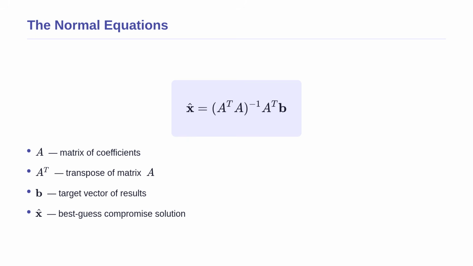As the data in A or B changes, this formula automatically adjusts to find the new closest fit. If the target vector moves further away, the error increases. But this formula guarantees we still find the absolute closest point possible.